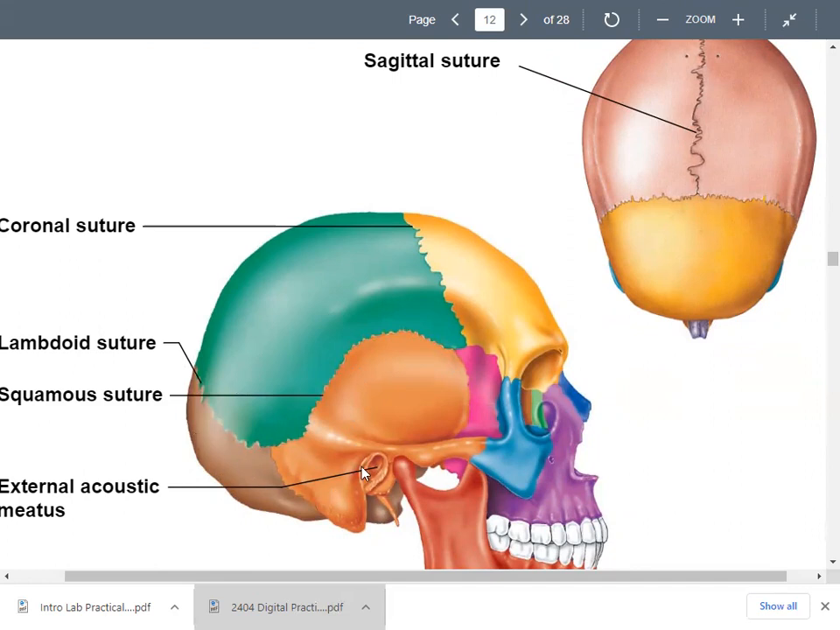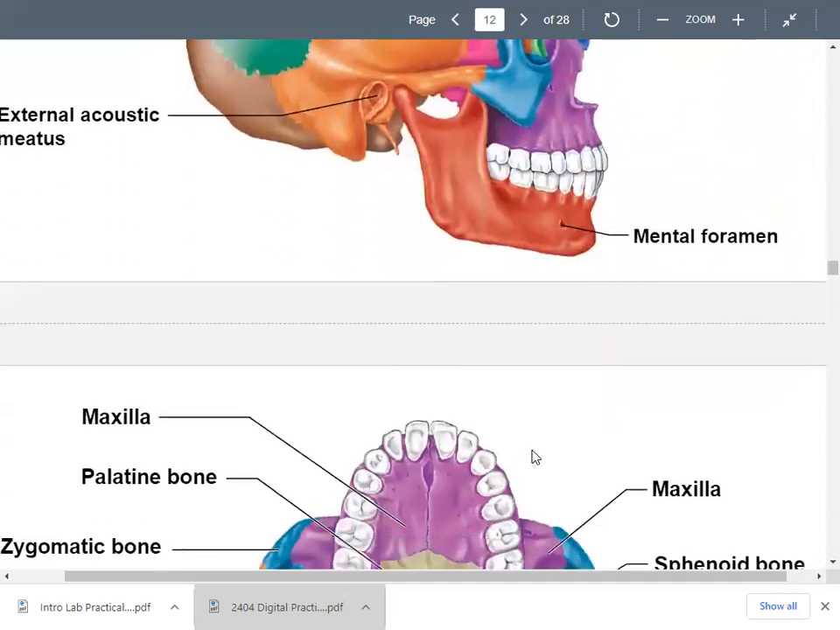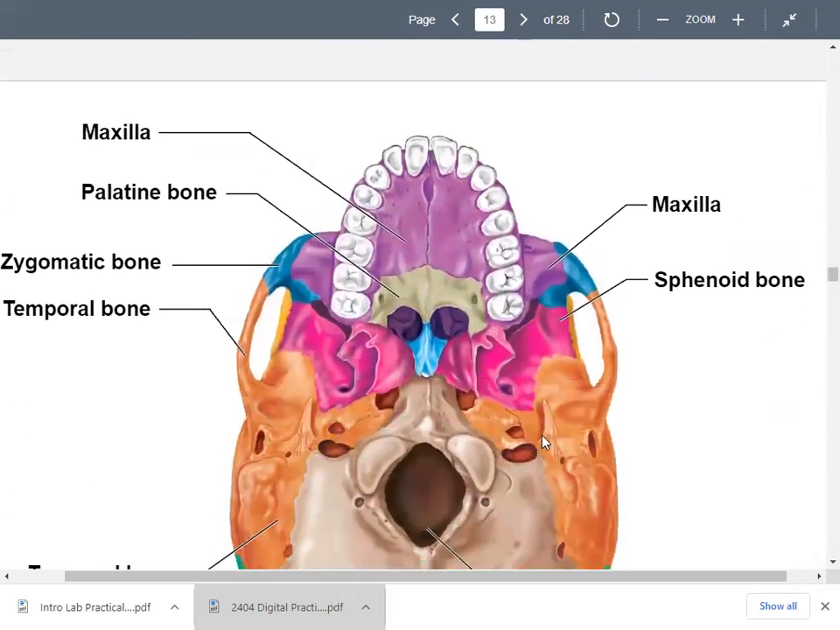The structure here is your external acoustic meatus, where it goes to your eardrum. And this little hole here is a foramen, called the mental foramen, and it's mental because the chin is the mental region. So it's mental foramen. All right.